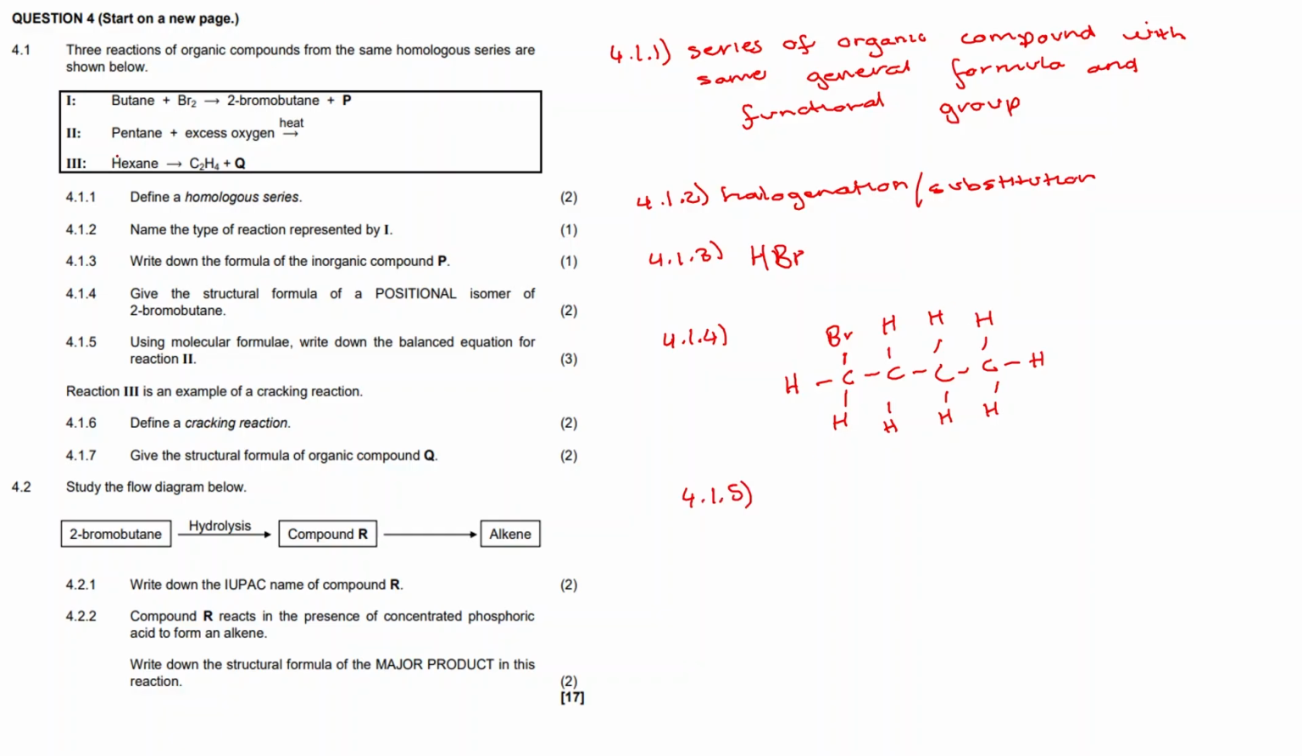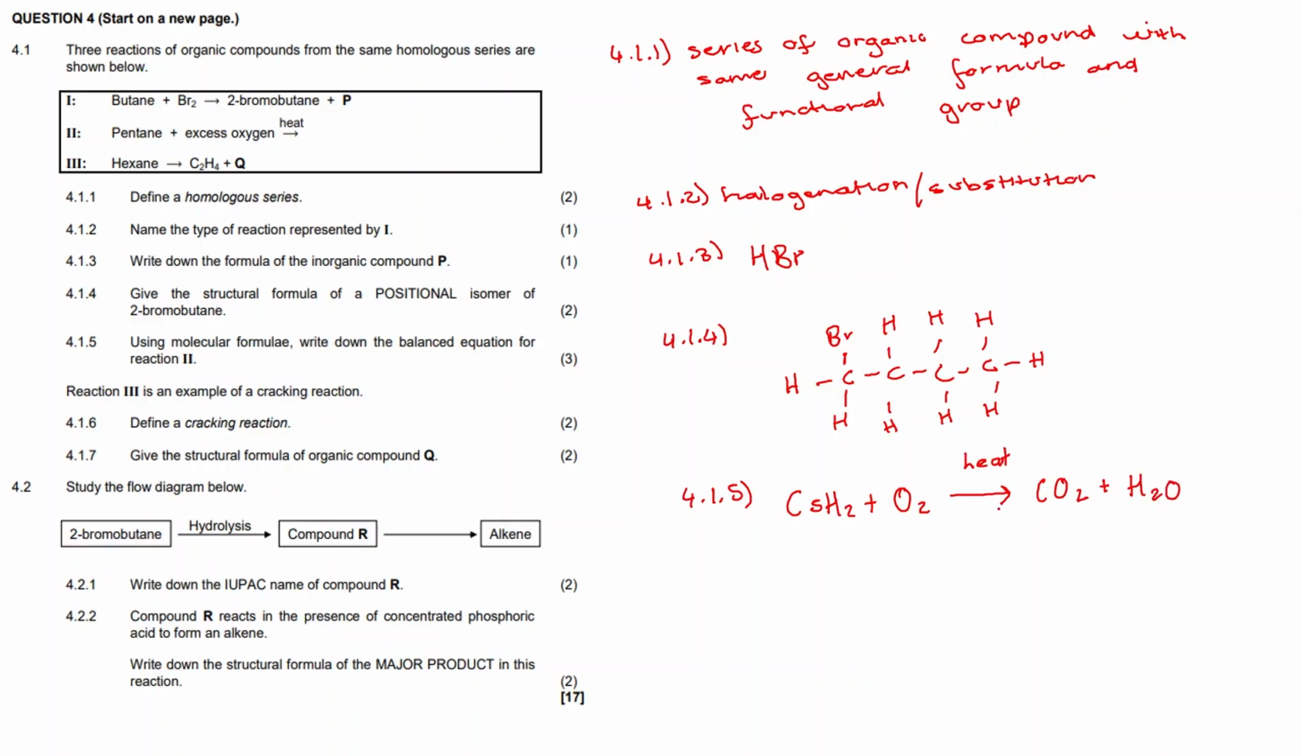Question 4.1.5. Using molecular formulae, write down the balanced equation for reaction 2. In reaction 2, we see we have pentane, which is an alkane, plus oxygen, and through heat, we form products that we need to determine. So we can start by using the formula for pentane, which is C5H12, and we add excess oxygen, which is O2, and this process is known as combustion. So we should form CO2 plus H2O and then energy.